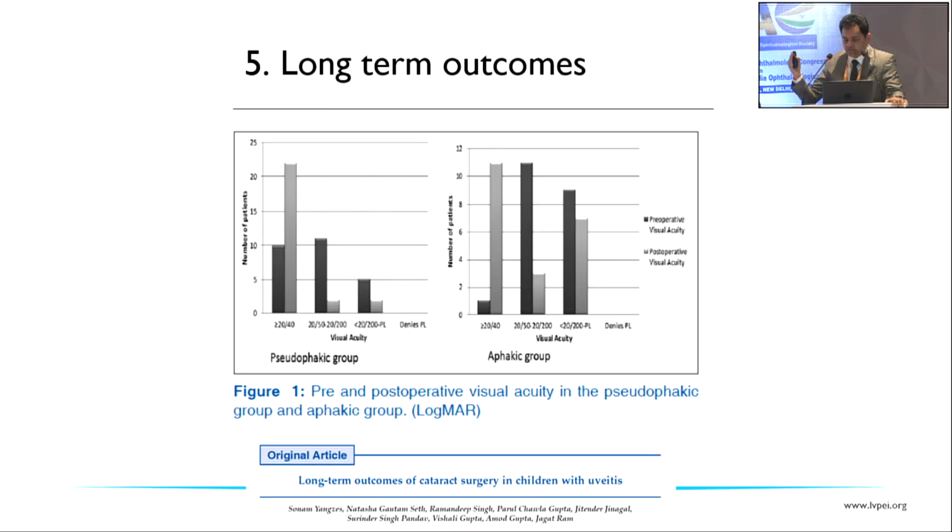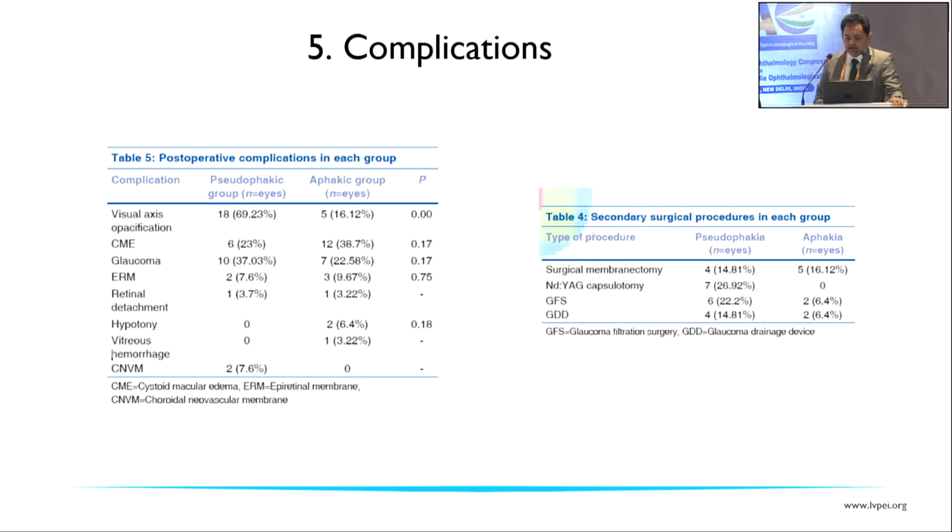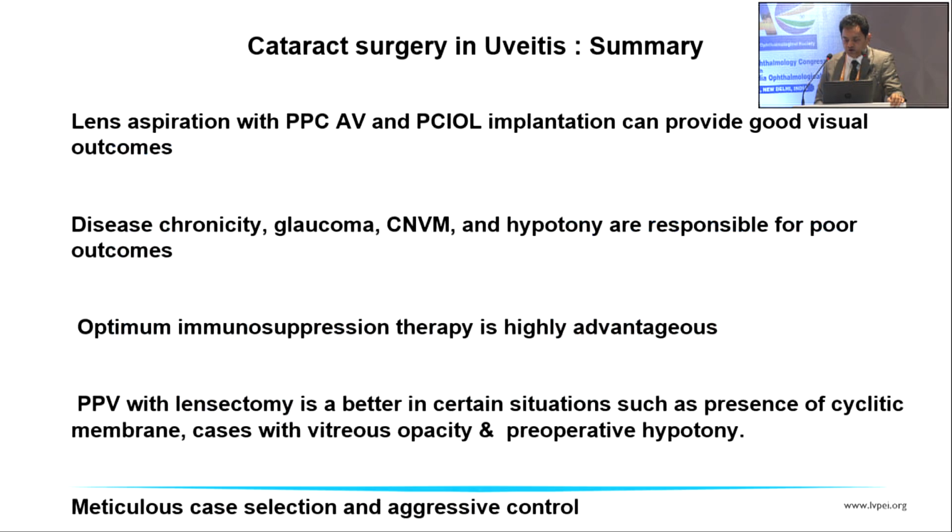Jagatram's group has published between the pseudophakic group as well as the phakic and aphakic groups. You can see 20/40 vision is achieved in a significant number of patients in both. So case selection is very, very important, and these are the list of complications that you can see. In summary, I would say lens aspiration with PPC, AV and IOL implantation can provide a good visual outcome, both from the personal as well as evidence-based.